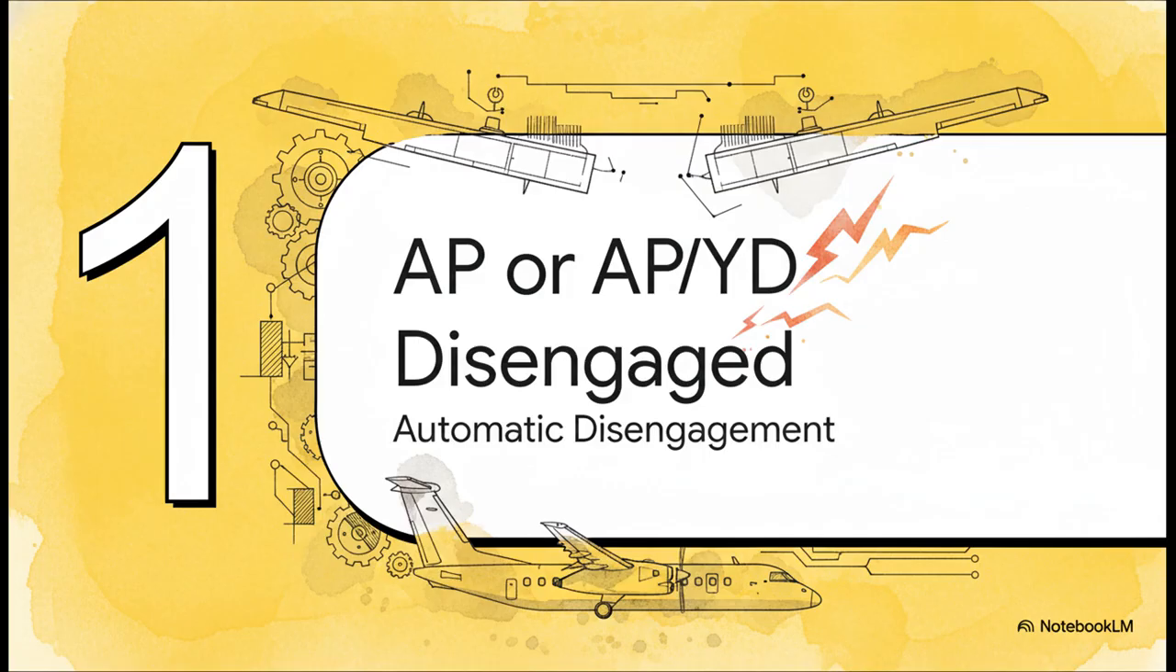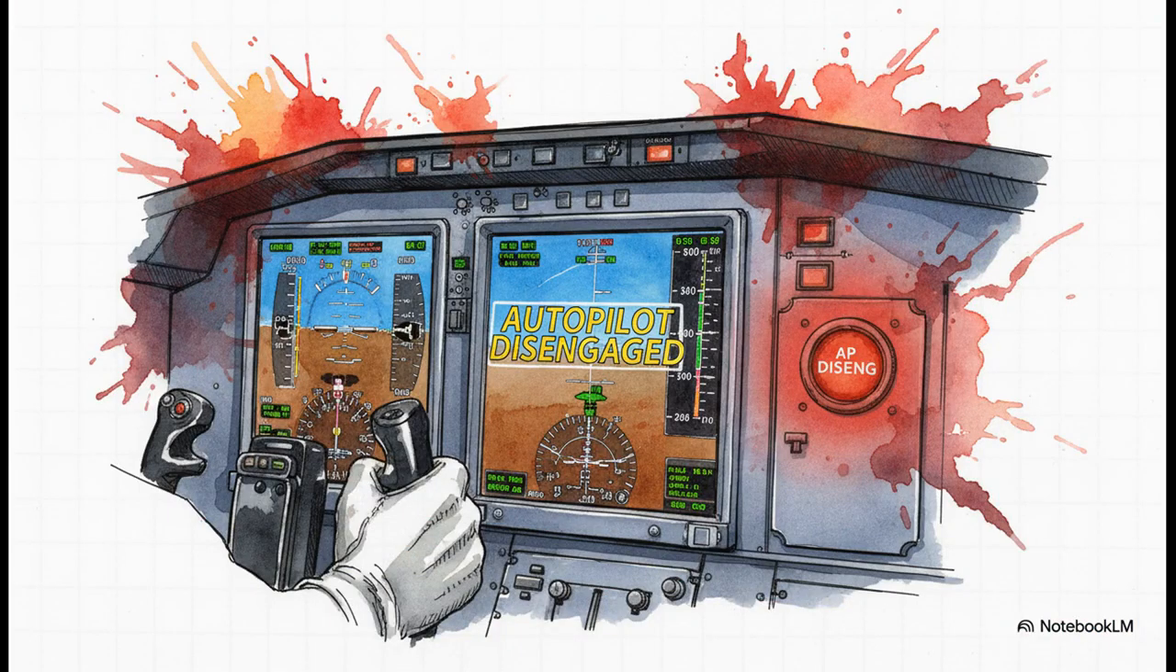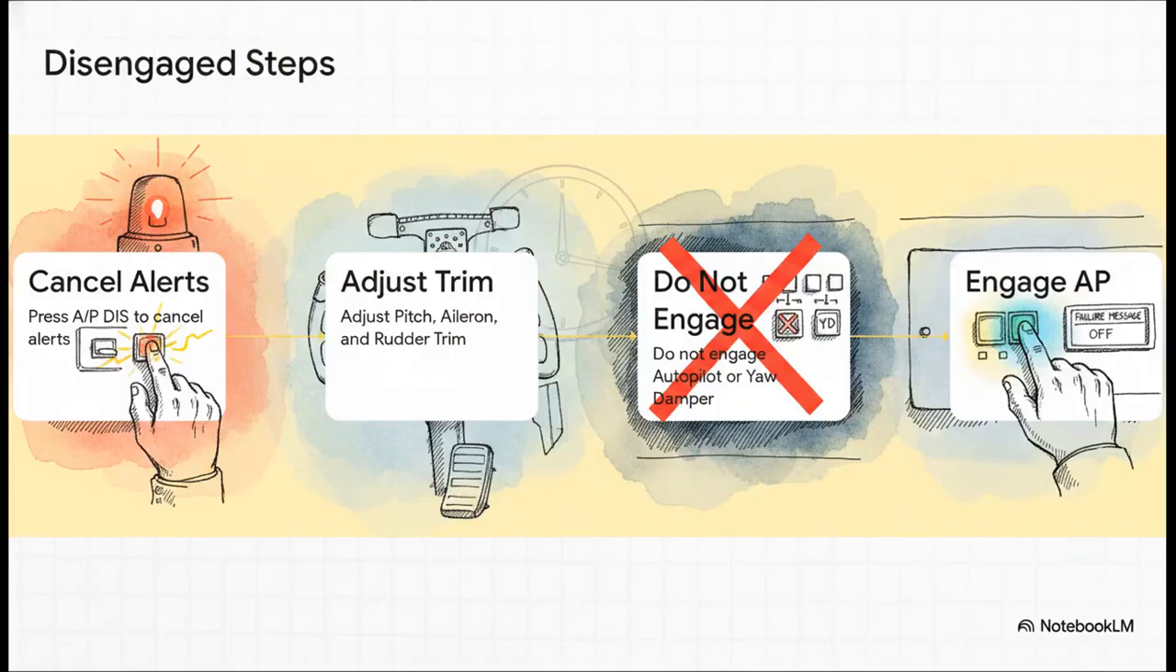AP or AP/YD disengaged, handling automatic autopilot disengagement. Okay, picture yourself in the flight deck. Suddenly, right there on your PFD, you see the text AP disengaged or AP/YD disengaged flashing aggressively at you, and it's accompanied by that red AP DESENG light. The autopilot has automatically dropped offline. Obviously, this is not a drill, and it requires an immediate, deliberate reaction from you to maintain control and silence those warnings.